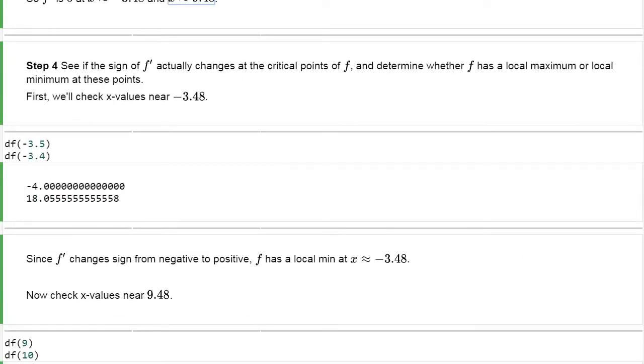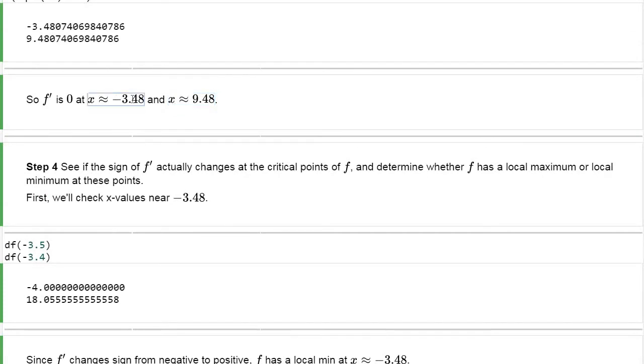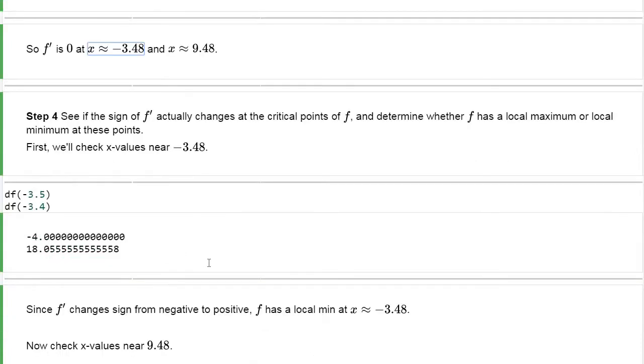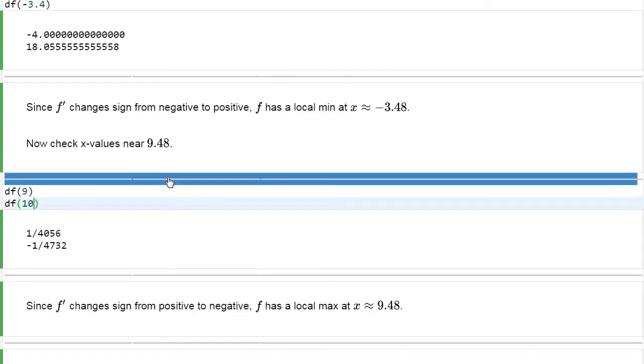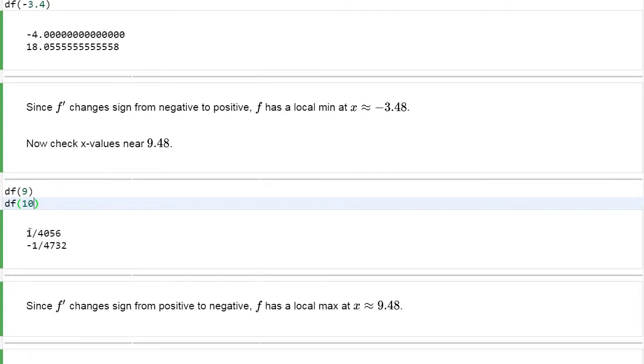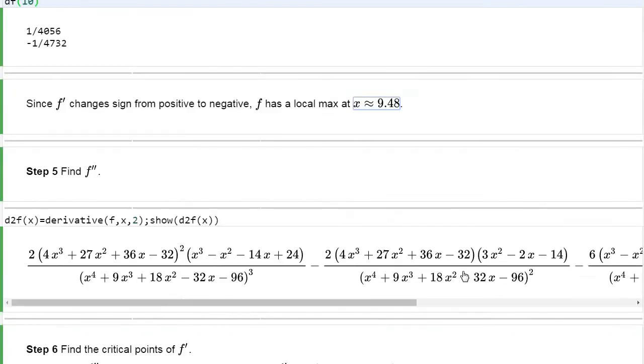I want to see if the sign of f prime actually changes at those critical points and see if we have a local max or a local min. So first off, I took something to the left and something to the right of this one, and there was a sign change from negative to positive. That means the original f changes from decreasing to increasing, so that's a local minimum. I chose something to the left and something to the right of 9.48, and there was a sign change, positive to negative, so that's increasing changing to decreasing. So that gives me a local max at 9.5.